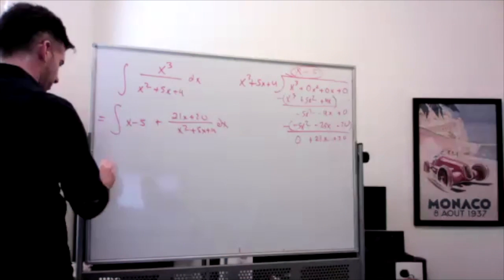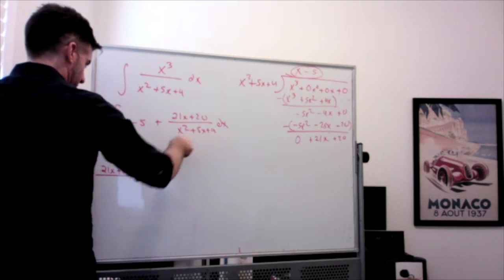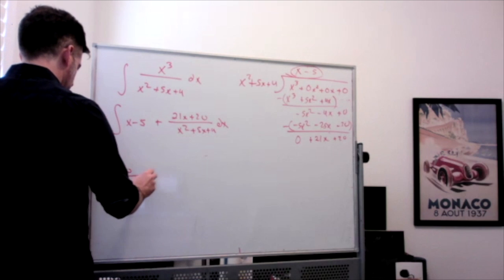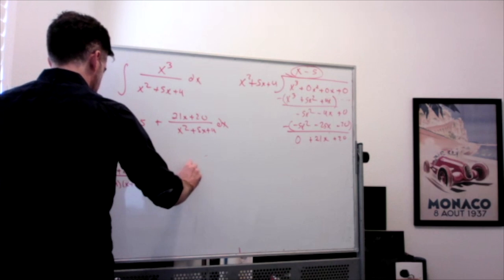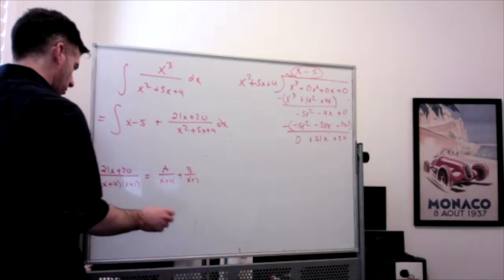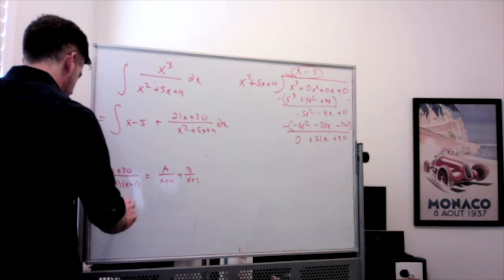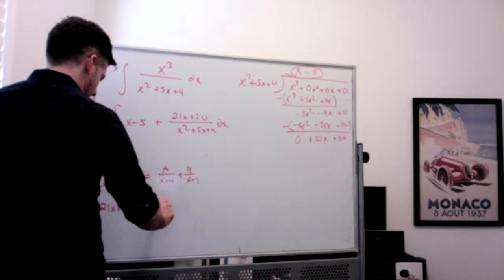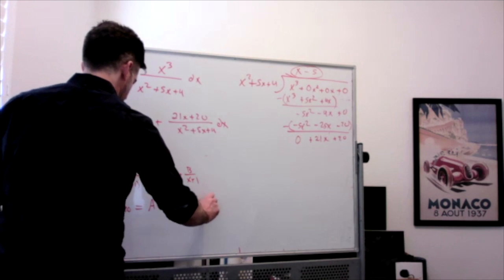So we're going to say, okay, 21x plus 20 over, factor this as x plus 4 times x plus 1, equals a over x plus 4 plus b over x plus 1. Multiply both sides by your common denominator. Multiplying this by x plus 4 times x plus 1, you get 21x plus 20. Multiplying this, you get a times x plus 1, you get b times x plus 4.